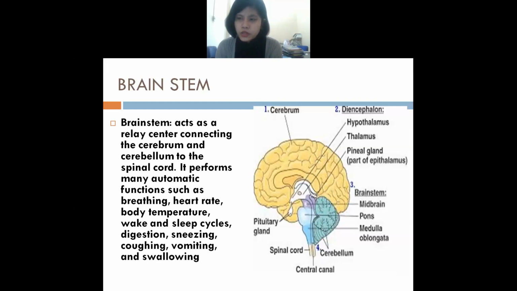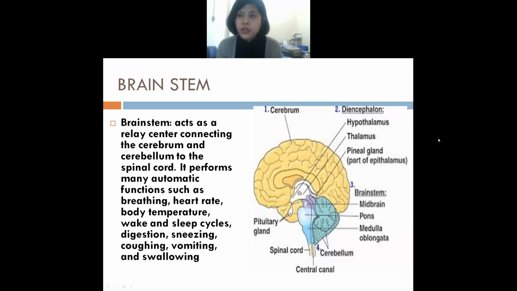They do some automatic functions. Automatic functions like what? Breathing. Then heart rate, means they also maintain the cardiovascular system. Next, they also maintain your body temperature. Next, they also help in what? Sleep cycle. I mean, your sleeping pattern.